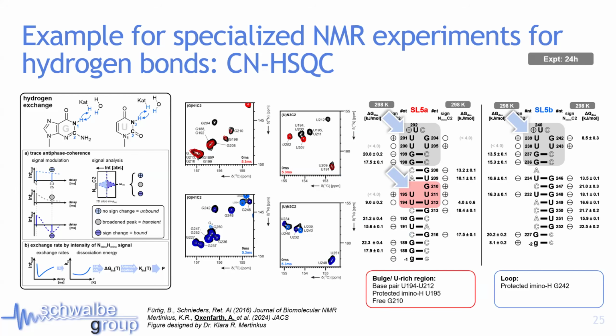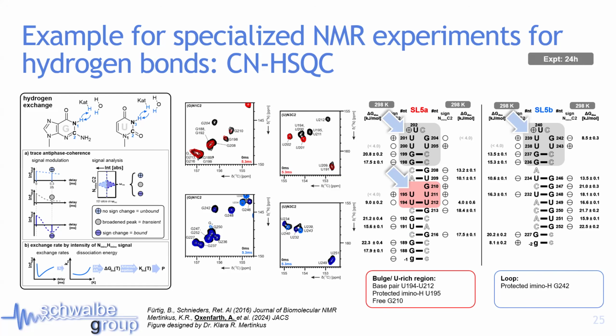But there's a very cool experiment, which is a CN direct detected HSQC. And basically how this experiment works is we have 3 times during a transfer that we set to different values. So just one is 0, one is 1 over 2J, and one is 1 over 4J. And during this transfer, the water from the solvent can exchange with the proton, and this will lead to a sign change at the time point where we have 1 over 2J of the HN coupling.